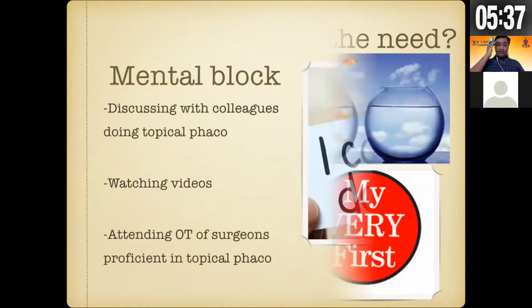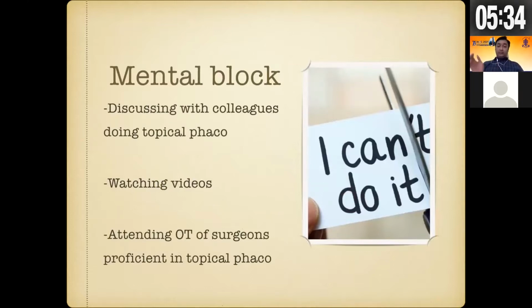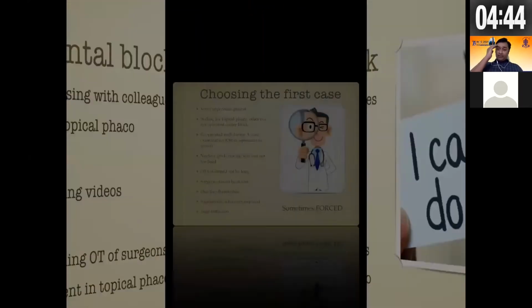There was a mental block, as everybody has that mental block. So how can we switch over from this mental block? That is by discussing with colleagues doing topical phaco. Sanjeev sir was the first person, the one I have been troubling again and again to clear my doubts on how to switch from local to topical. Mohit boss is the second one. So I always used to discuss with them at what steps you get these problems and how to overcome them. Then I started watching videos of all the prominent surgeons who do phaco under topical anesthesia. I have also attended the OTs of surgeons proficient in topical phaco. I have been to the OTs of Dr. Sanjeev Gupta whenever I had a chance to visit Lucknow. So this is how I overcame my mental block.